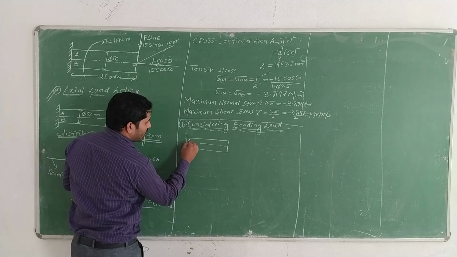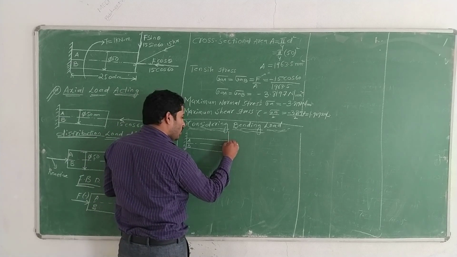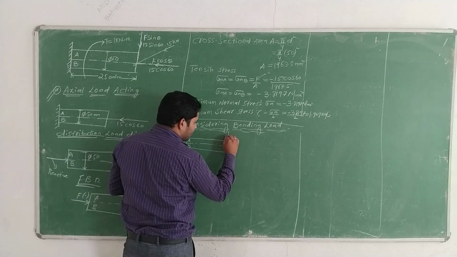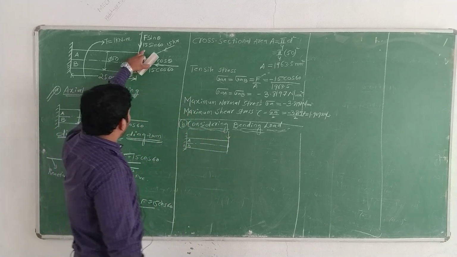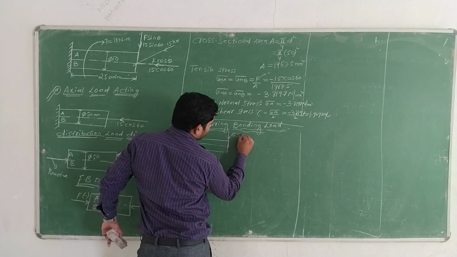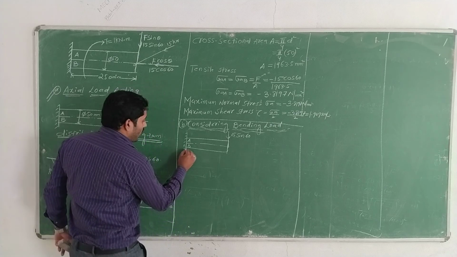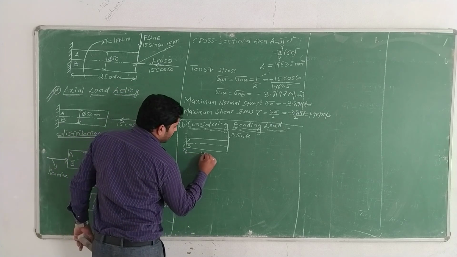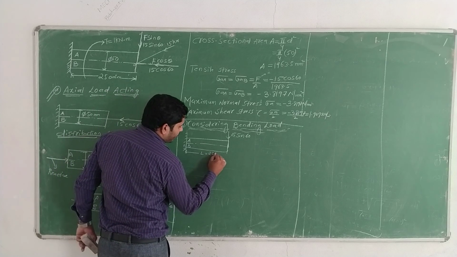This is section A and section B. At the free end, on the axis, the bending load is acting in a compressive nature. How much is acting here? 15 sin 60. So what will be the length? The length of the specimen is 250 mm.